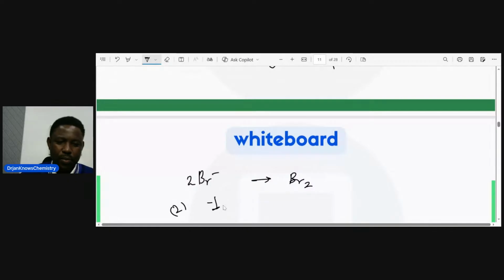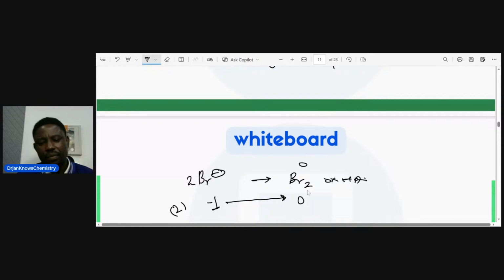The total charge is now 2 Br minus. We have 1 Br minus, another Br minus, making 2 of it. So we went from minus 1 to 0. This is an increase in oxidation state. This is the minus 1, and this is 0 because it's not charged. So this is an increase, which makes it oxidation. So this is an oxidation half equation, and that is how to split the ionic equation into oxidation and reduction halves.